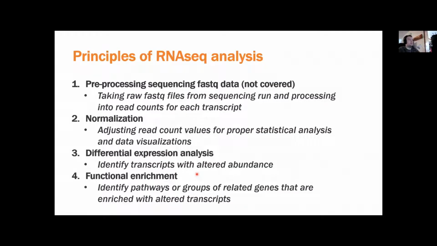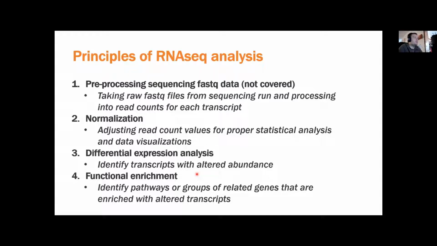So these are some of the main principles for analyzing RNA-seq data. The first thing that needs to happen is pre-processing of the raw sequencing reads, which are in the FASTQ format. And this is not covered by this tutorial. But basically what happens at this step is you take the raw FASTQ files and you process them into files that contain read counts for each transcript. And this is usually done in something like the Galaxy platform or through bash commands. And it's not usually done with R coding, so it won't be covered for today's tutorial.